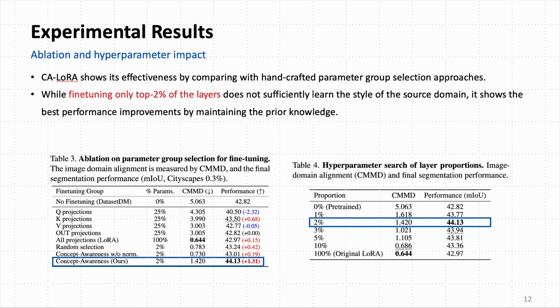Two ablations confirm the design. Handcrafted layer group selection, such as Q, K, V or out alone, fails to find the right subset. Random 2% selection is better but limited. Concept awareness without diffusion normalization just mimics full LoRA. Only our normalized concept awareness gives the mIoU gain. And the sweet spot is finding just 2% of layers, enough to learn the concept while preserving prior knowledge.